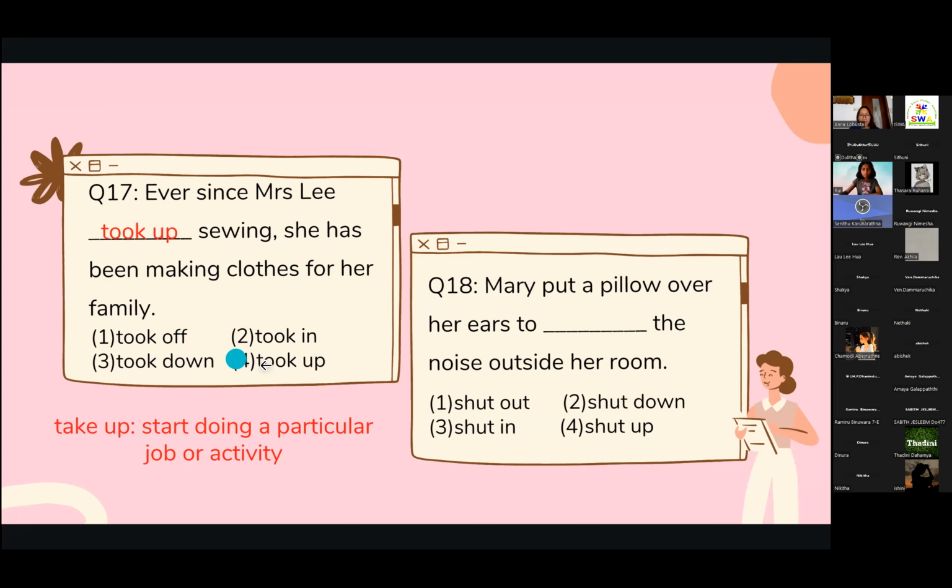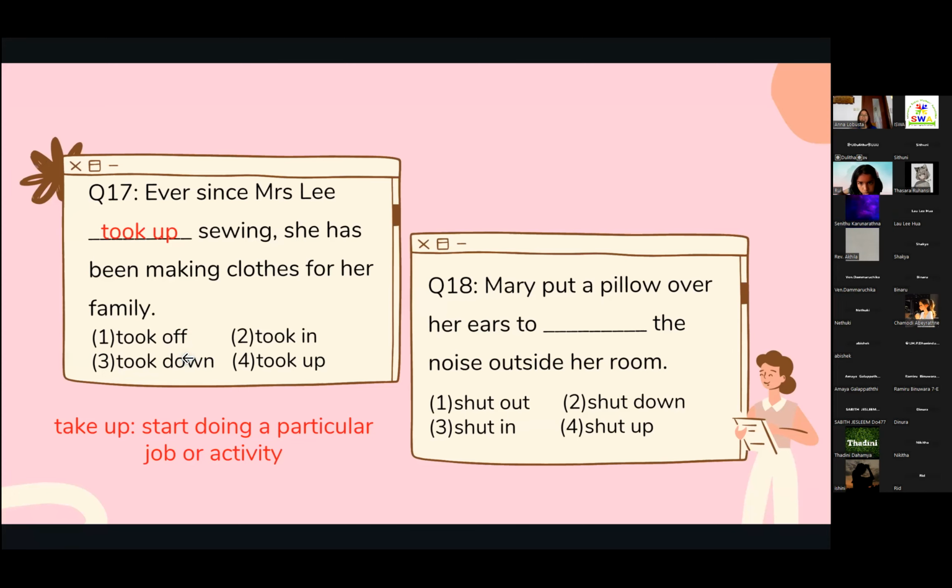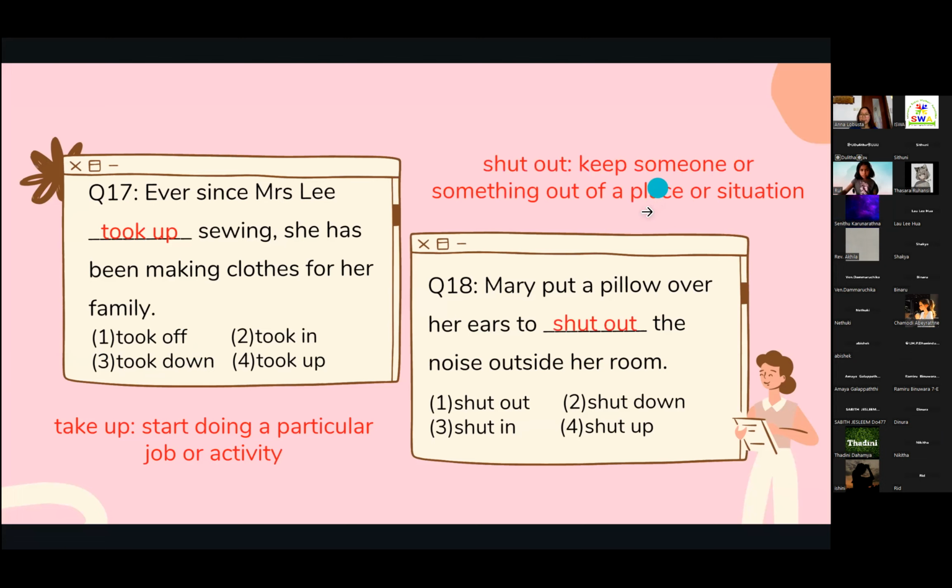Then the other option that a lot of you also put was "took in," but in this context, "took in" doesn't work. So "took in" means, for example, you can decide to take someone into your family, something like adopting, but it wouldn't make sense in this context. And then the other ones, "take down" something or "take off" something, wouldn't make sense here either. So yeah, the phrasal verb would be "took up."